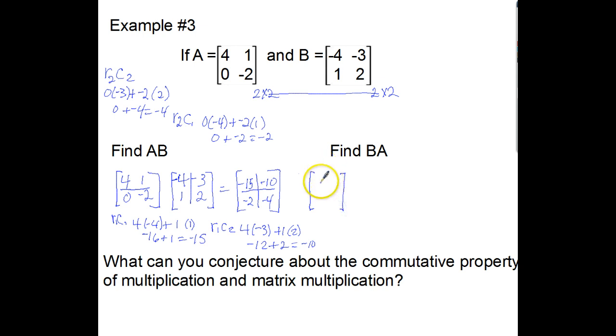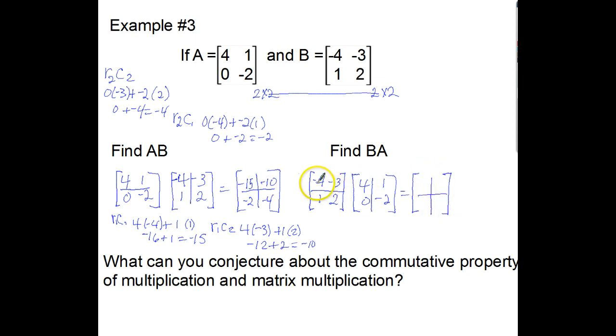So this is going to be B. It's negative 4, negative 3, 1, 2. And it's times the matrix A, which is 4, 0, 1, negative 2. Okay, the one on the left broken up into rows, the one on the right broken up into columns. It's going to have a 2 by 2 answer, so we make an answer blank that looks like a 2 by 2.